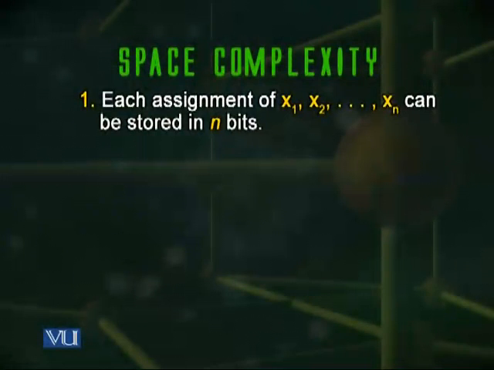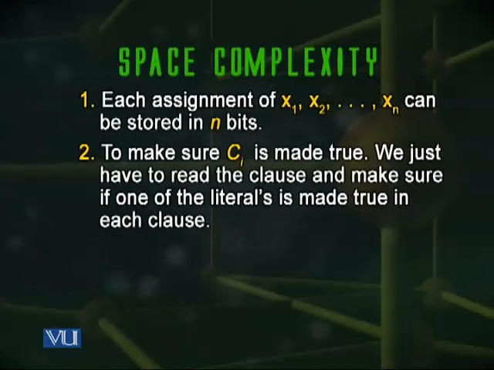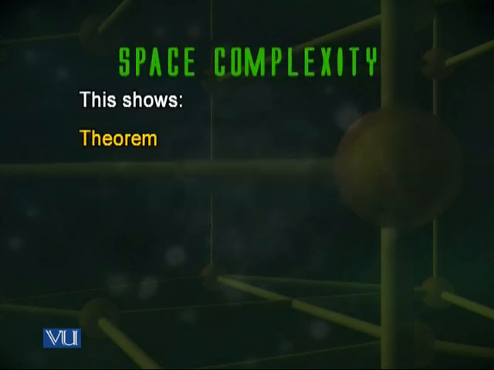On the other hand, the time requirement of this algorithm is exponential. So what we realize is there is an NP-complete problem that can be solved in linear space. Each assignment of the variables can be stored in n bits. To make sure that a clause is made true, we just have to read the clause and check if one of its literals has been made true. And both these things can be done in an extremely space-efficient manner. What we have just discussed is that satisfiability can be solved in linear space. So we have the following theorem: satisfiability is in space n.